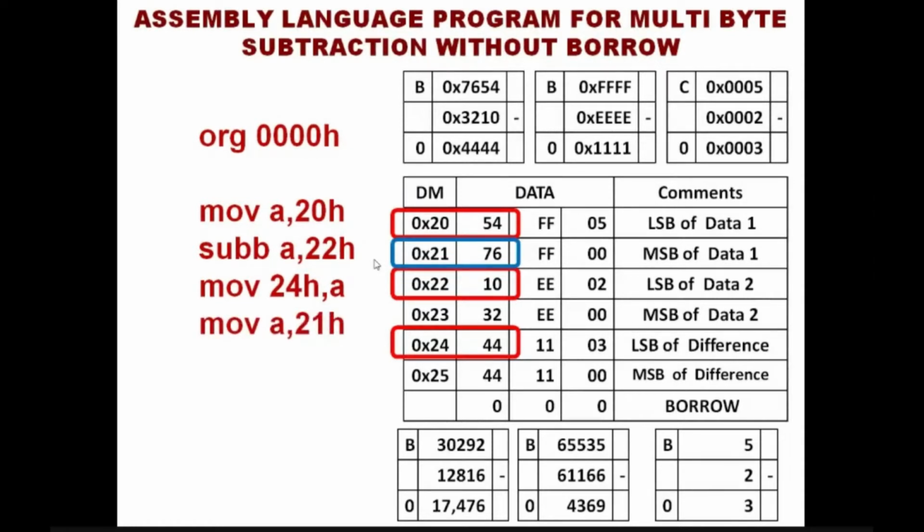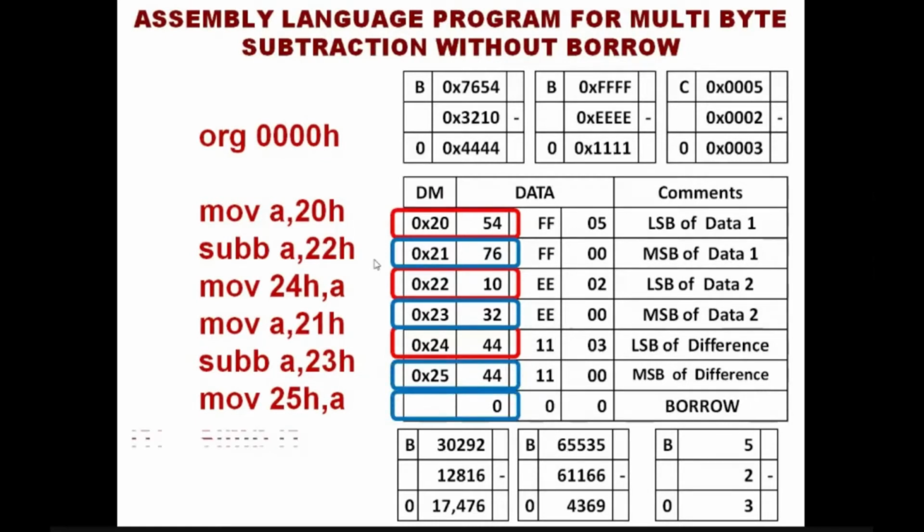Then subtract with borrow A, 23H. Then move 25H, A. Still we move to this, and then we are going to halt the program because this code does not have any carry. That's what we are stopping like this.